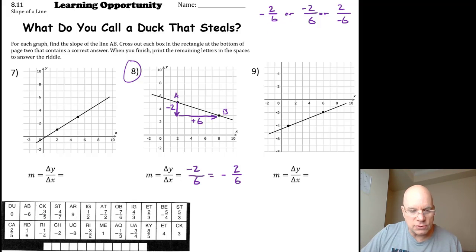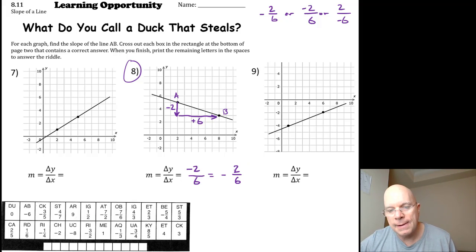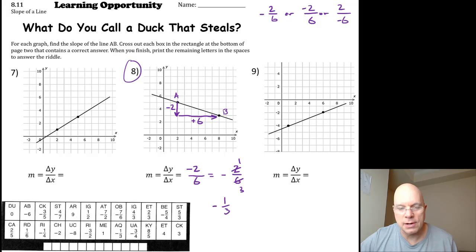But when you look for negative 2/6 down here, you'll never find it because it's not in simplest form. 2 and 6 have a common factor of 2. So this in simplest form will be negative 1/3, which is right here.